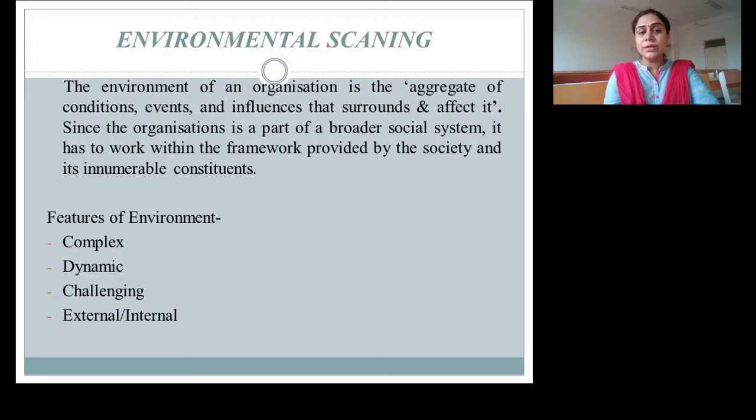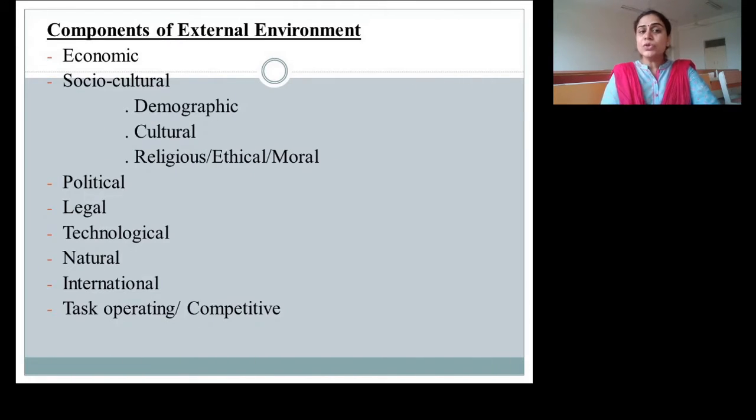Then we have external and internal features. As we know, environment is external and internal. So what are the components? What are the components that make an external environment? Number one, economic. External, we have seen that there are a lot of economic policies that keep on changing in an environment. We have socio-cultural, which is subdivided into demographic and the cultural aspects, religious, ethical, and moral aspects.